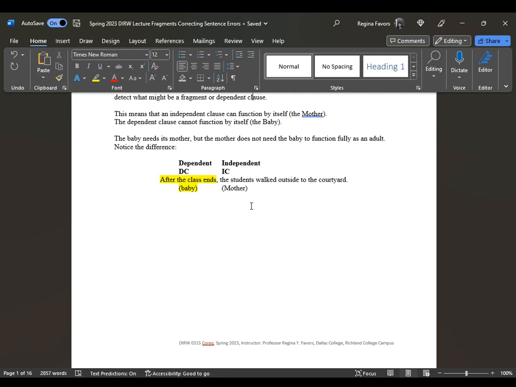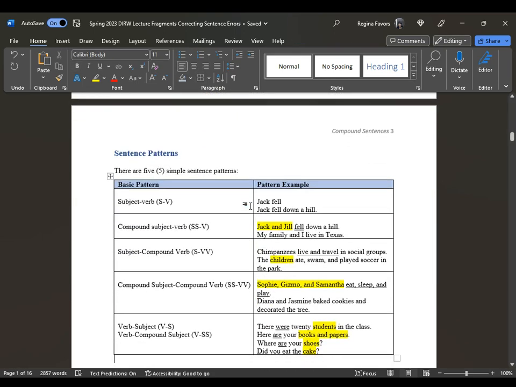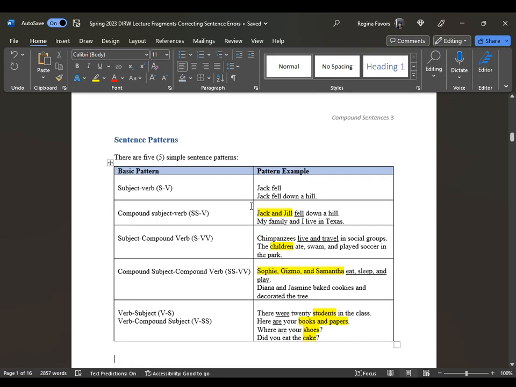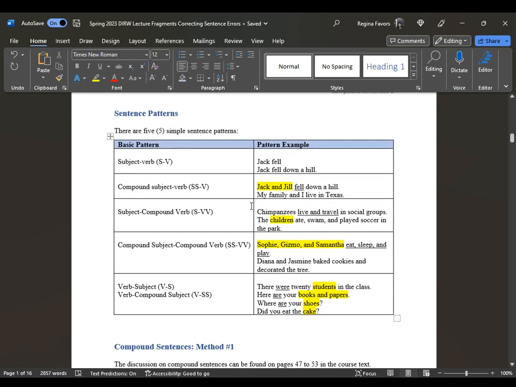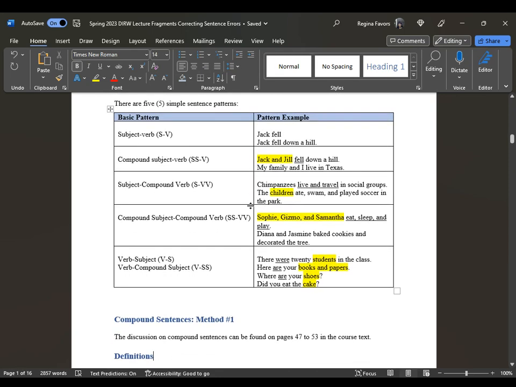So that's your independent clause, which is a mother, and a mother is an adult and can function without the baby. The mother does not need the baby to be an adult, but the baby needs the mother in order to function as a baby. So sentence patterns, remember these much earlier in the semester. So subject verb, compound subject verb, subject compound subject, compound verb, then verb subject verb compound subject.